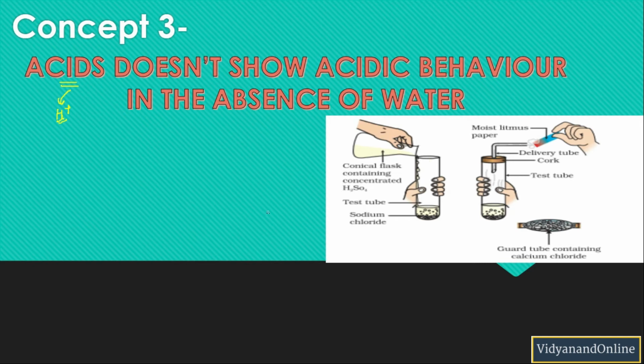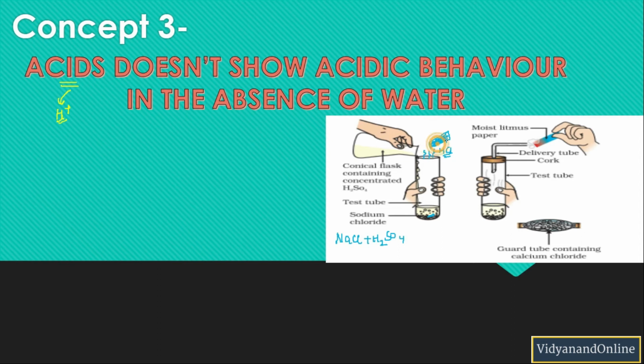So here, if you see, we have sodium chloride and we are adding concentrated H2SO4. When the sodium chloride reacts with H2SO4, a gas is released, and that gas is HCl gas. Now if we bring blue litmus paper near this gas, which is coming out from here, there will be no change in color.